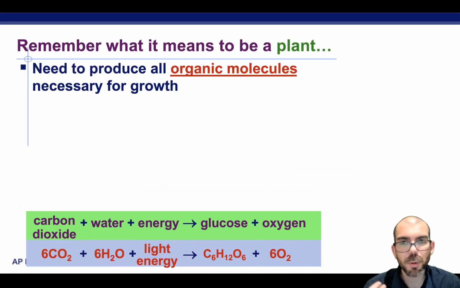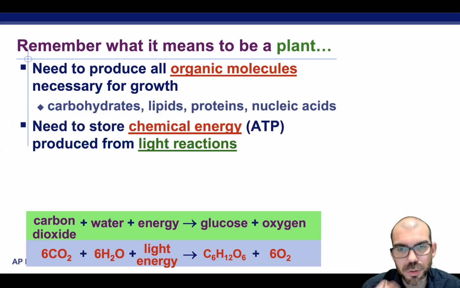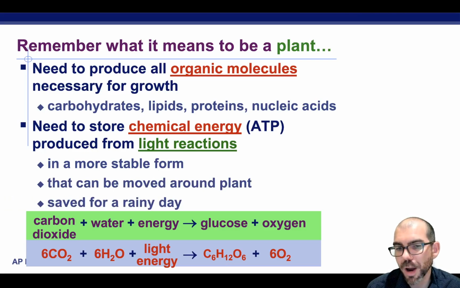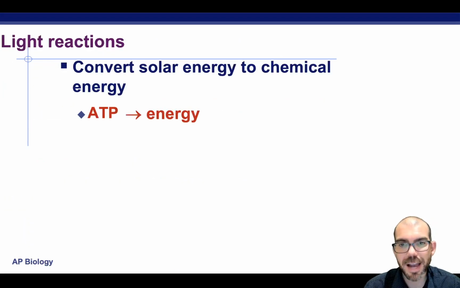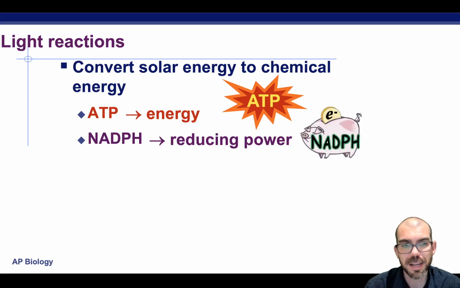So I want us to remember what it means to be a plant. You're going to need to be able to produce all of your own organic molecules: carbs, lipids, proteins, nucleic acids. You don't eat so you can't get it from food. You also need to be able to store chemical energy produced from the light reactions in a way that's stable and can be moved around. So with the light reactions, what you saw was we got energy in the form of ATP, and we got some reducing power from NADPH.